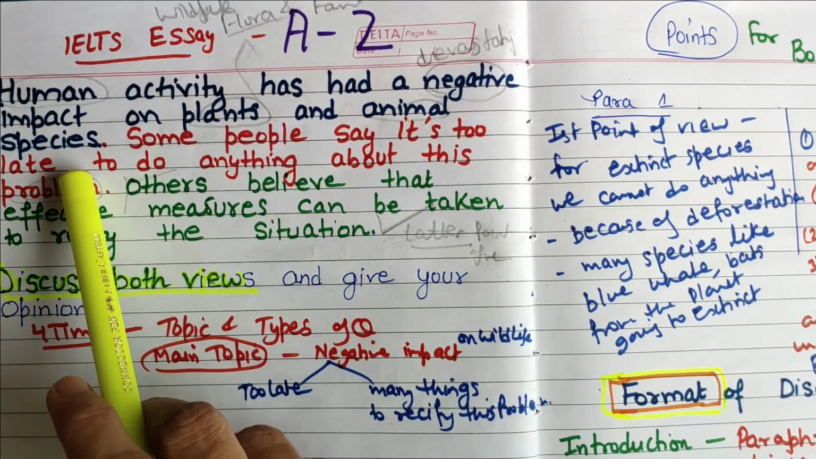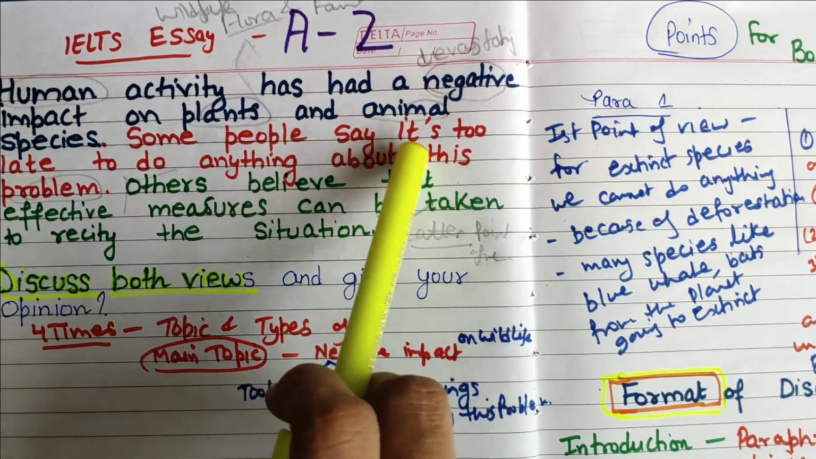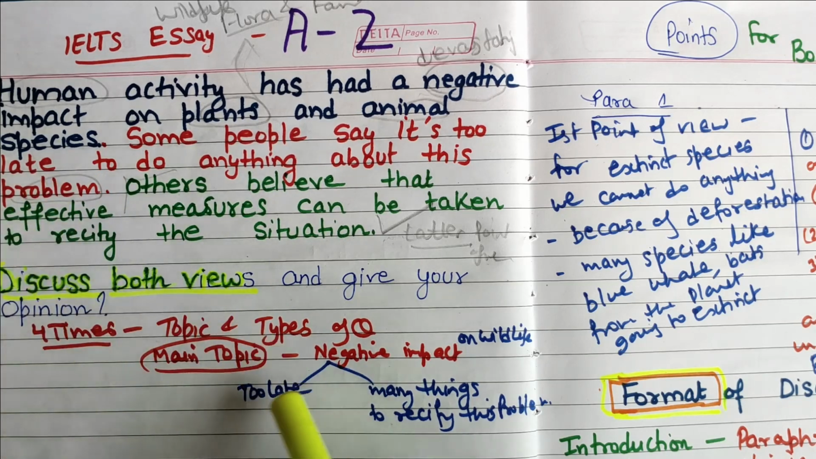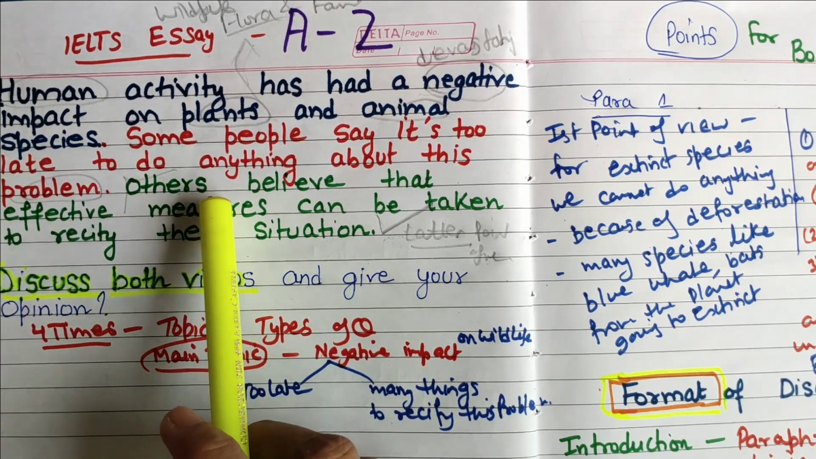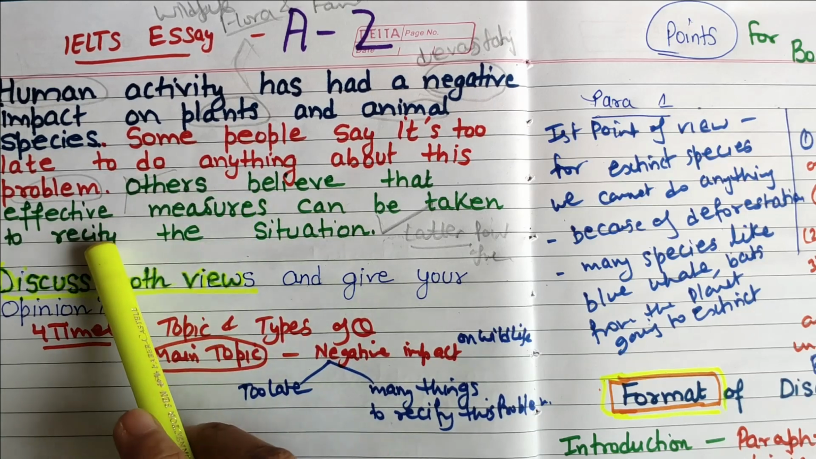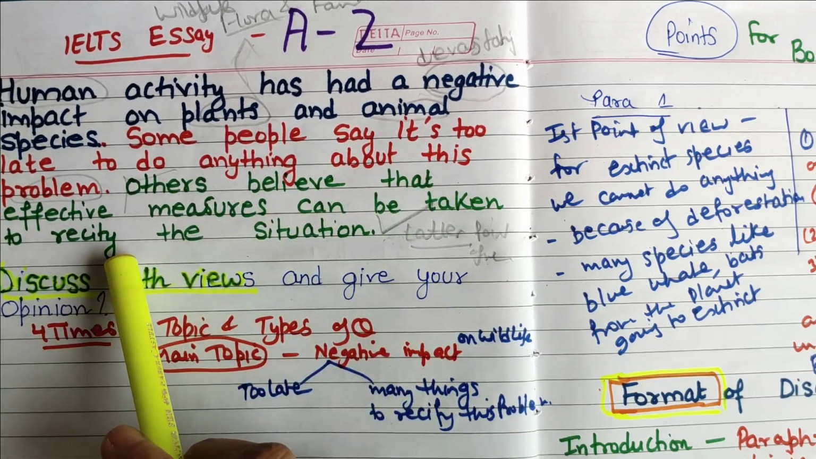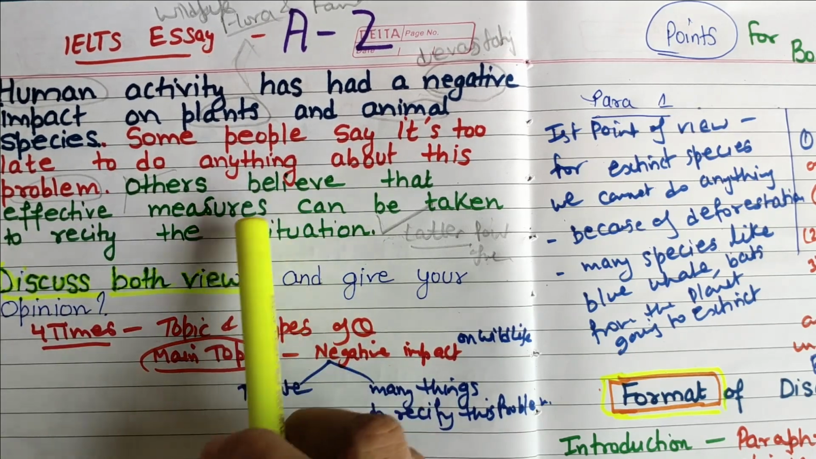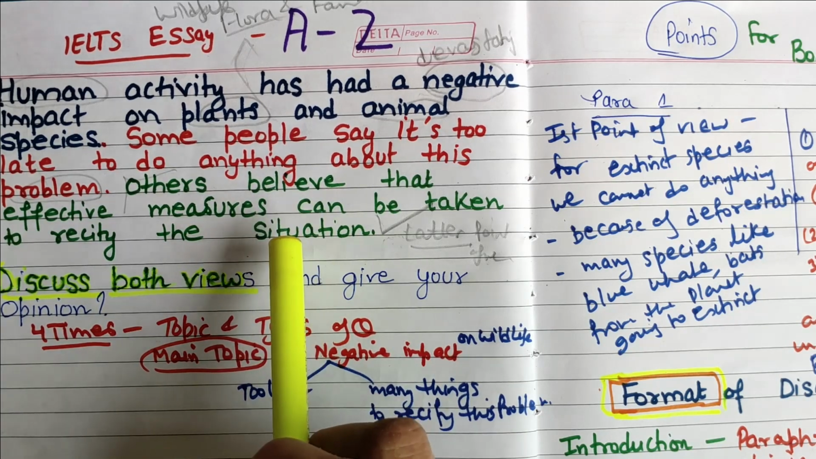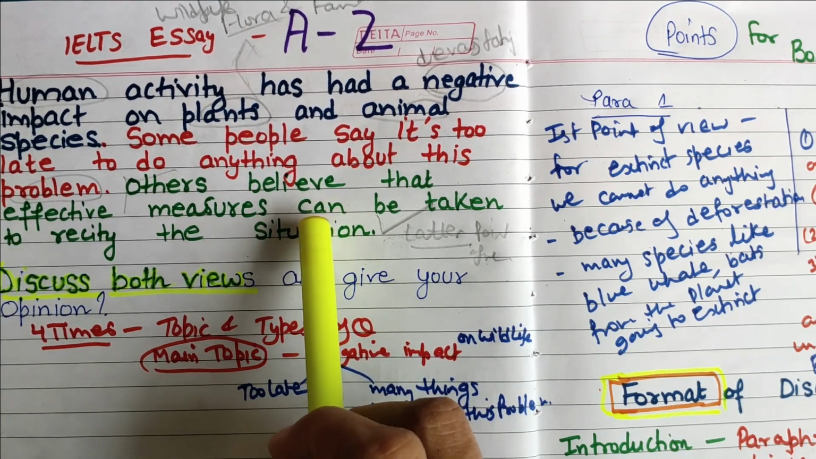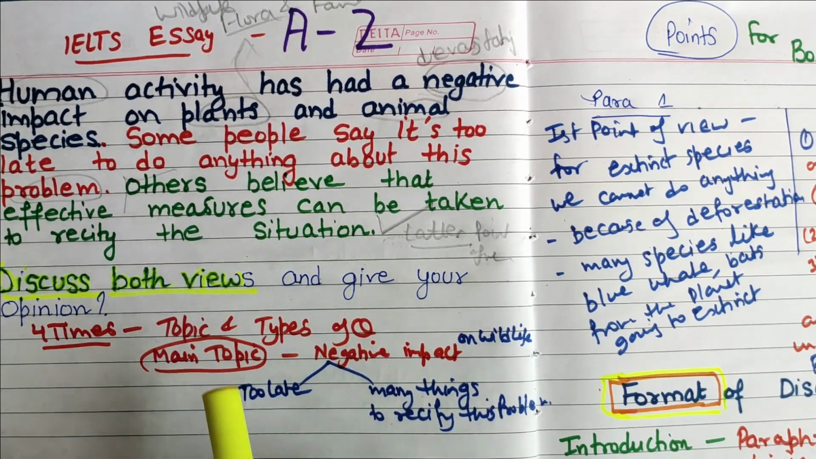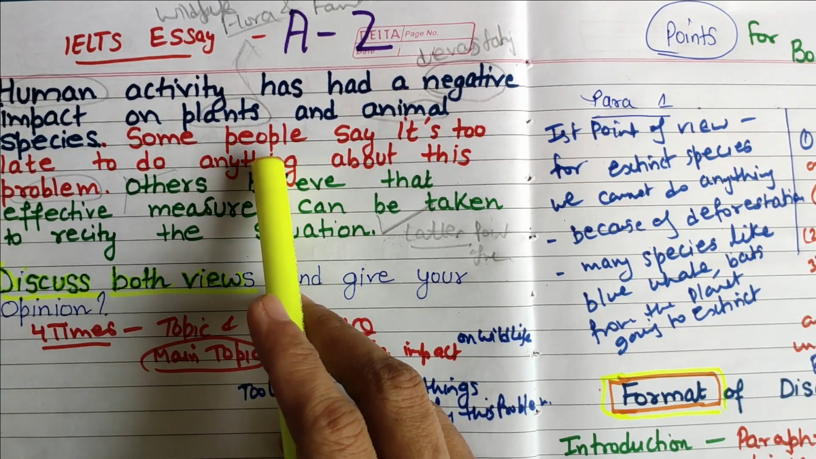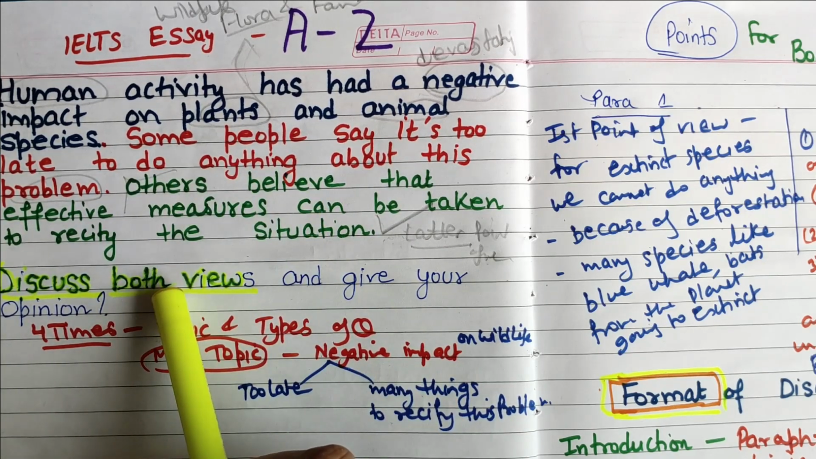Some people say it's too late. Some people have negative thinking. They are saying it is too late to do anything, nothing can be done to rectify this problem. The other part of the society believes that effective measures can be taken to rectify the situation. Oh, my spelling is wrong, you can just correct it. It means they have some positive hope that we can do so many things. Discuss both views, it means what is the main topic. So the first step we have completed: we have read and found out the meaning and the type of question.